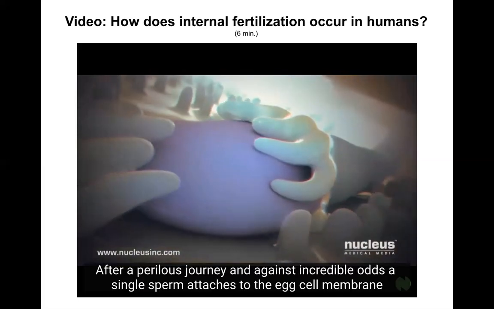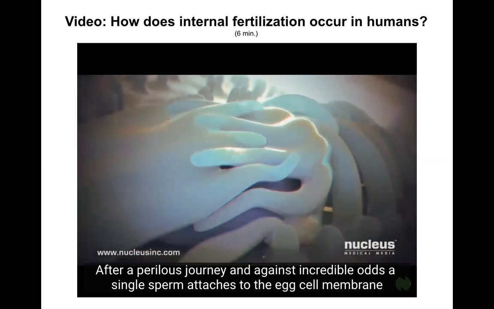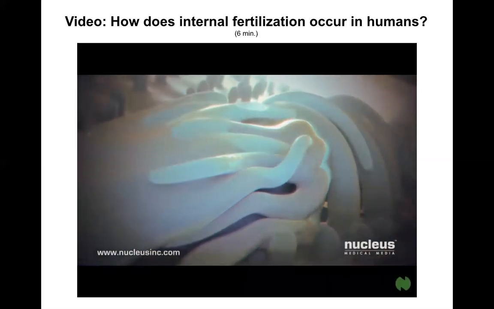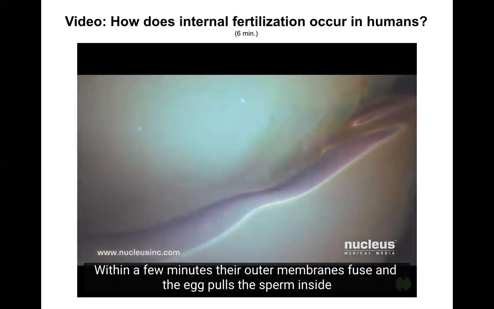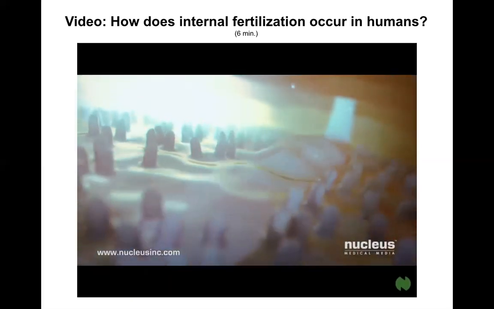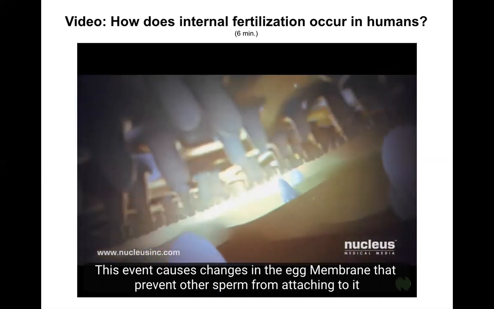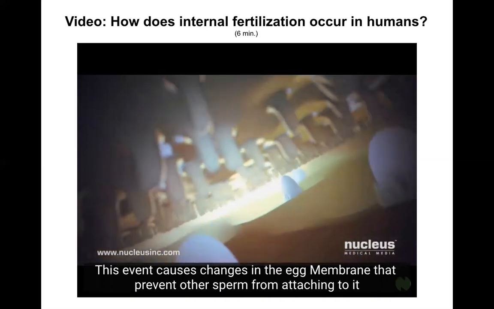After a perilous journey and against incredible odds, a single sperm attaches to the egg cell membrane. Within a few minutes, their outer membranes fuse and the egg pulls the sperm inside. This event causes changes in the egg membrane that prevent other sperm from attaching to it.